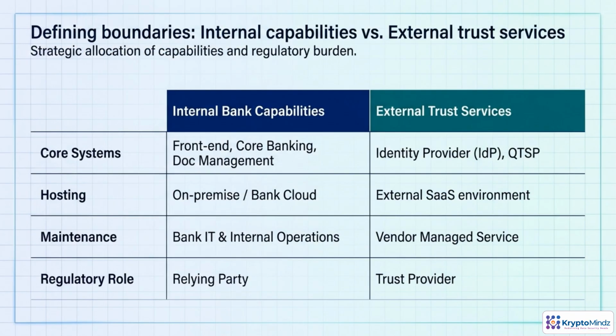In eIDAS architectures, a key decision is where to draw the line between what the bank owns and what it buys. The bank typically keeps customer channels, core banking, and document management in-house on its own infrastructure and operated by internal IT. Identity proofing and qualified signing, however, are usually delegated to specialized providers running as managed SaaS, who assume the trust service regulatory role and associated audits.